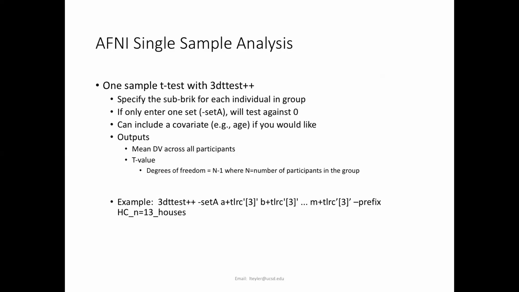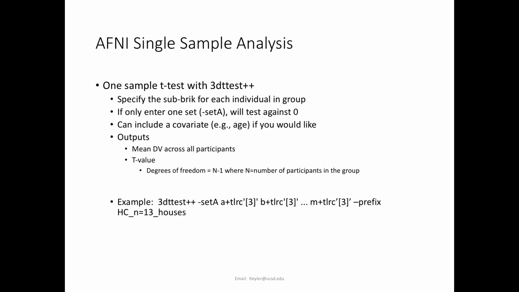Is there a way to have some sort of text file where you have the list? I don't think that there's a way to have a text file in 3dttest++. However, I did see something the other night when I was looking at the help file that suggested that there was a way to use wildcards. So for example, if you had subject 1 underscore house, subject 2 underscore house, I think there is a way that you can make it a little bit easier if the file names are nicely regular. I haven't done it myself.